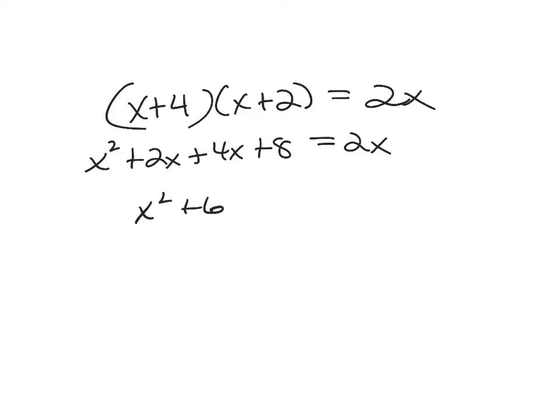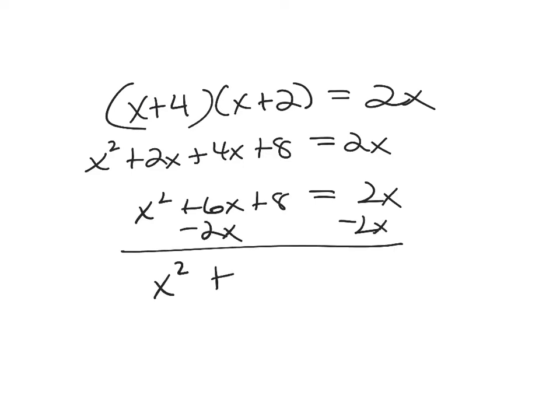X squared plus 6x plus 8. Now, if you had realized you had a 2x on both sides, you could have just canceled them, but I'm going to move it over. X squared plus 4x plus 8 equals 0.